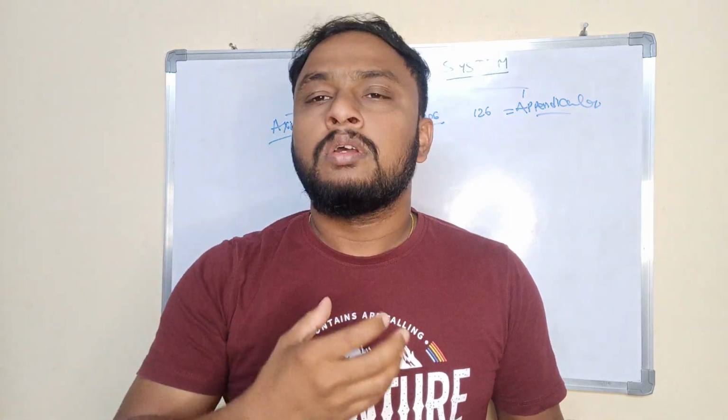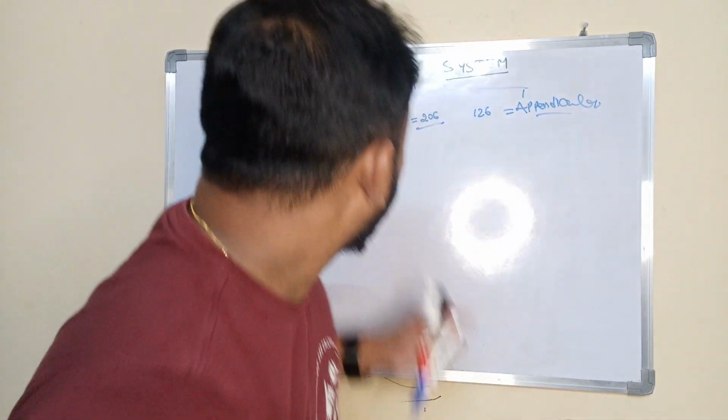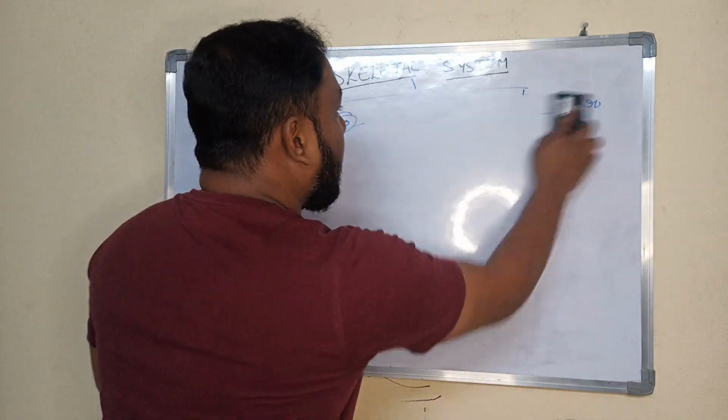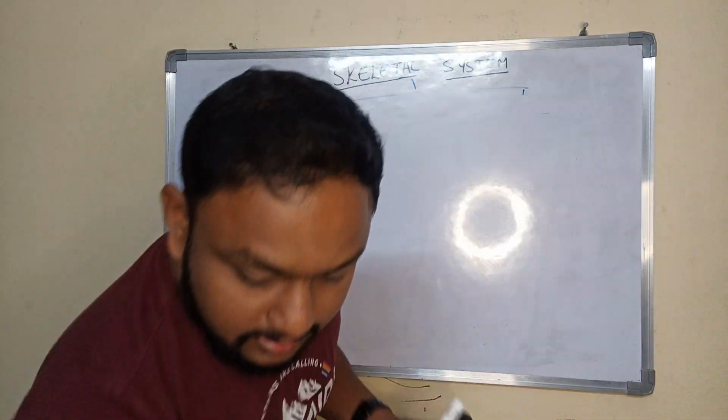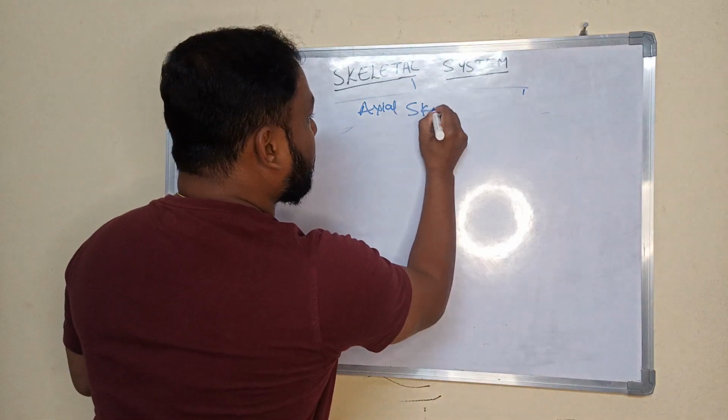The axial skeletal system deals with the bones present in the central part of the body. It means the cranial bones, facial bones, auditory ossicles, the rib cage, and the vertebral bones. The appendicular system deals with the bones present in the upper limbs, lower limbs, pectoral girdle and pelvic girdle. First of all we will deal with the axial skeletal system.